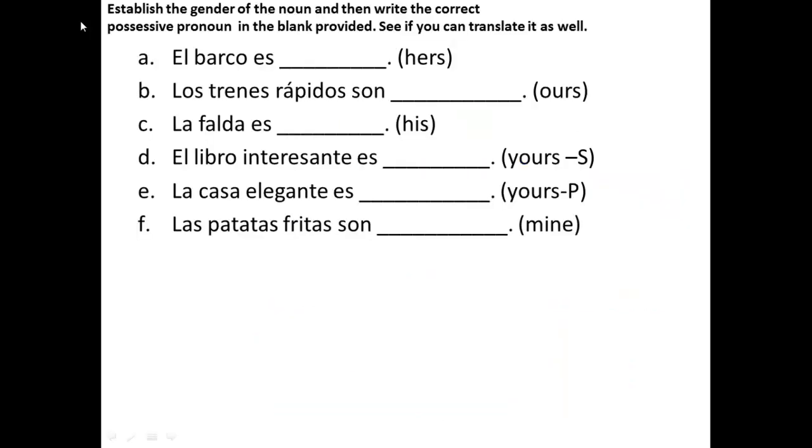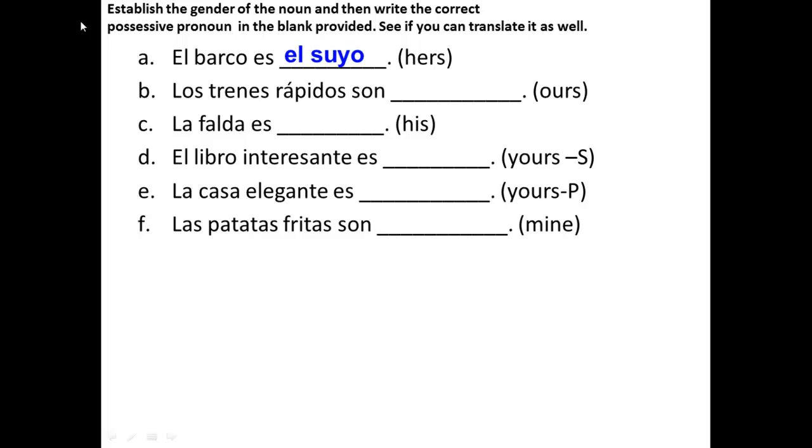In this activity, establish the gender of the noun and then write the correct possessive pronoun in the blank provided. See if you can translate it as well. Pause the recording and do that now. A. El barco es el suyo. Although it says hers, the word for boat is masculine, so we use el suyo.